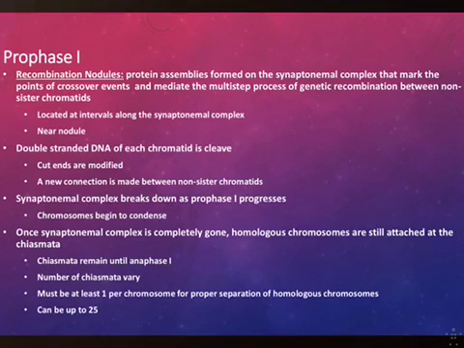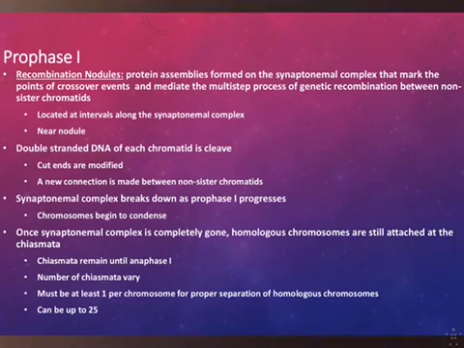So what happens is, near a nodule, that double-stranded DNA of each chromatid will cleave. What does the word cleave mean? Yes, put that into a word. Chopped or cut. So the cut ends are then modified, and a new connection is made between the non-sister chromatids. So that would be between the red and the blue. There's a picture, I think, on the next slide of this.